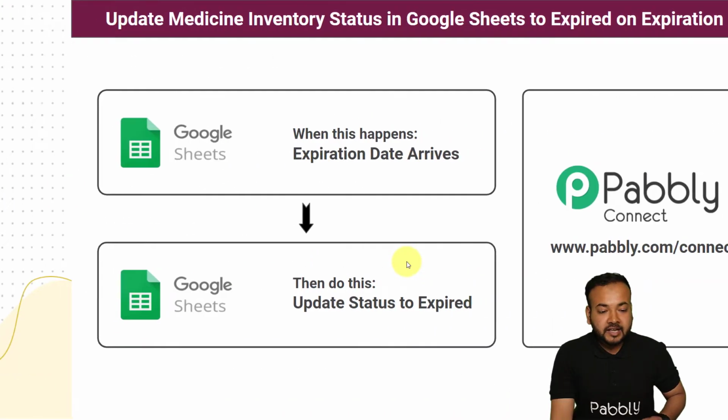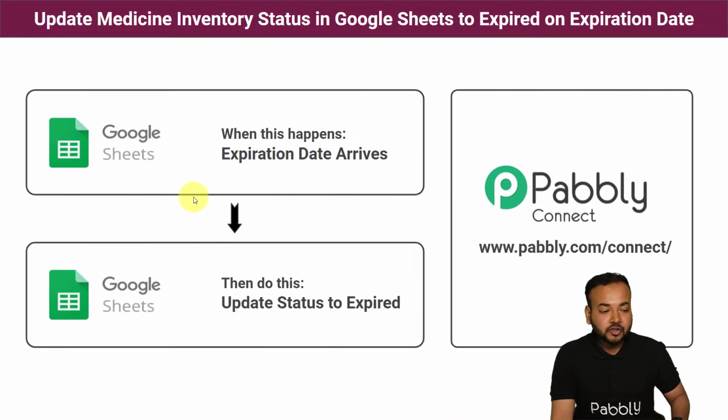Here we have taken the example of the Google Sheets application to manage the inventory data. You enter the details of the medicines and the expiration dates. As and when the expiration date of any medicine arrives, the status of that expiration in front of the name of that medicine is going to change to expired automatically.